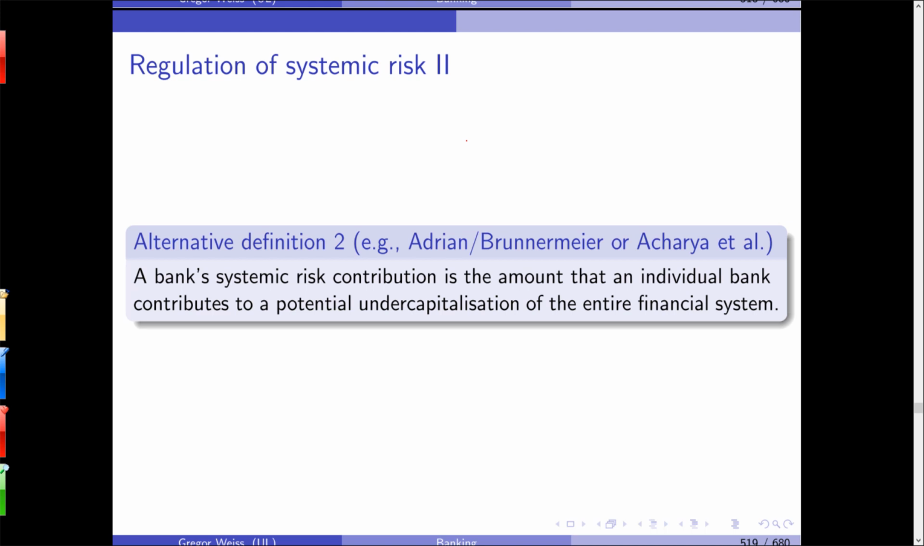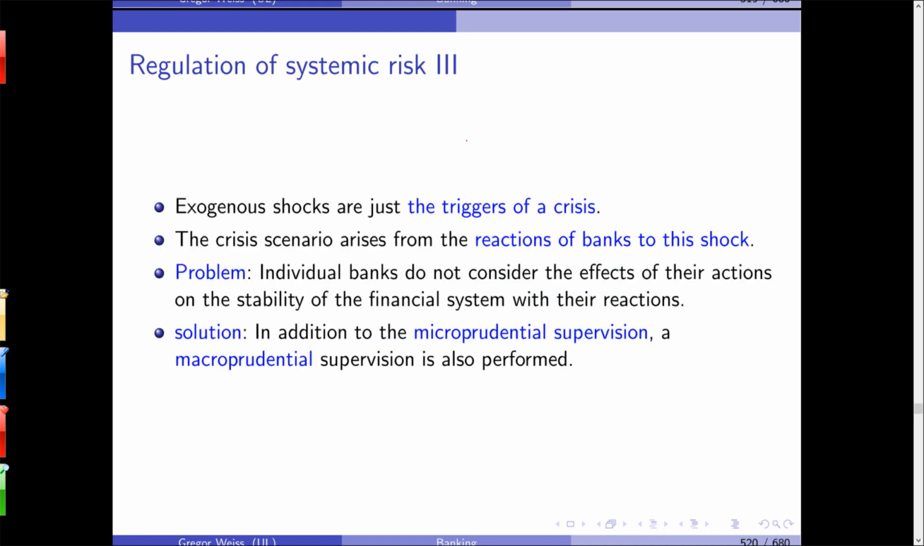They don't care about the effects. They don't care about how this comes about. They only argue that systemic risk is the amount of capital, the undercapitalization of the whole system, and the systemic risk contribution of one bank is just the effect one bank can have on the undercapitalization of the whole financial system. A couple of pretty important and very interesting papers on systemic risk.